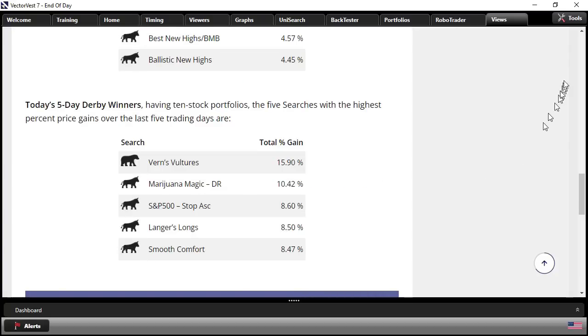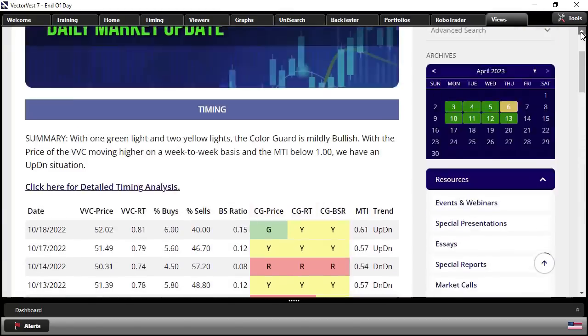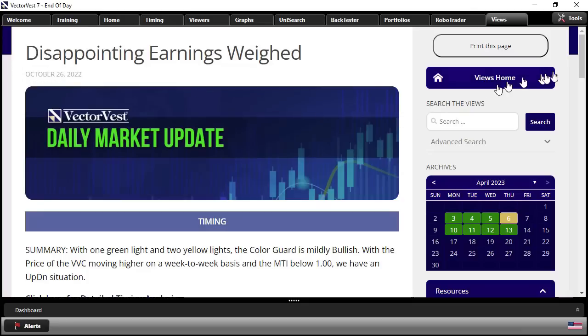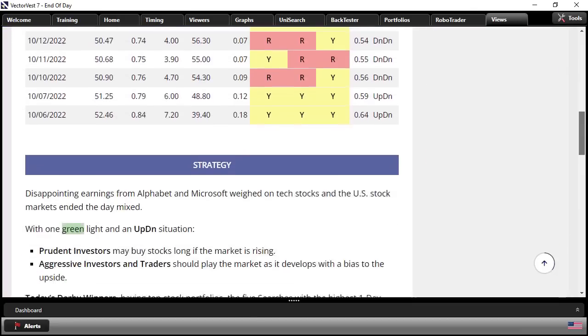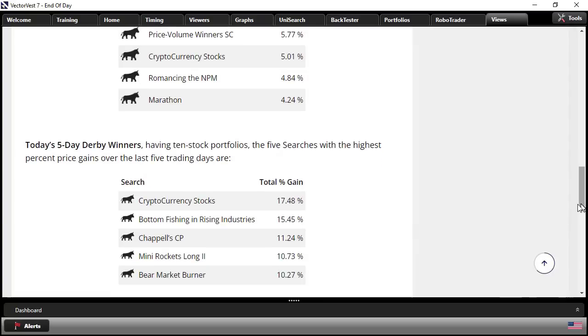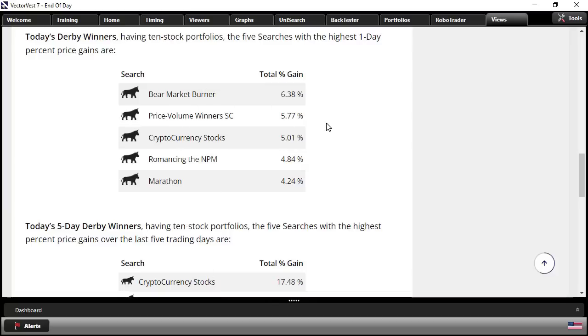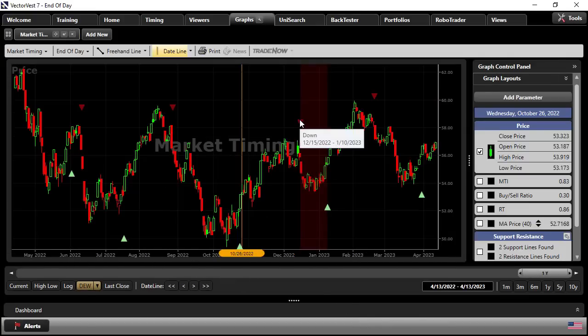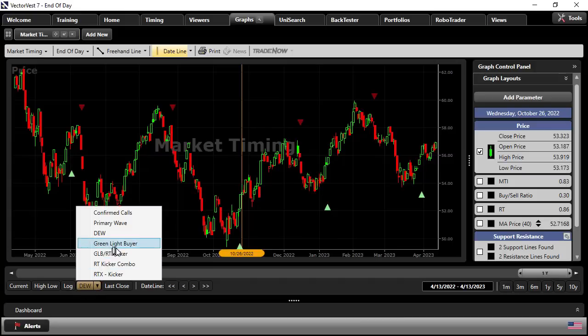So our next signal date was the 26th of October, and it did have follow through. So let's roll our calendar forward to that. And by the way, I just confirmed the date up here in the upper left corner. Scrolling down, there's those cryptocurrency stocks again. So certainly a hot search. But again, we went with bear market burner, the best performing 5-day that continued to perform on a 1-day basis. So bear market burner on that signal, and that signal lasted until December 15th.